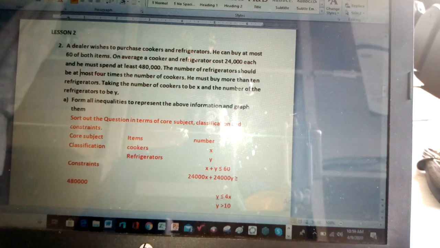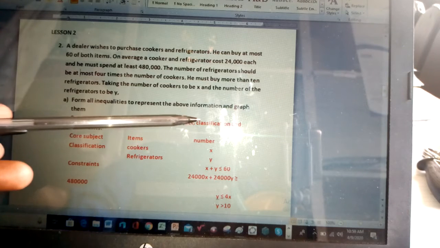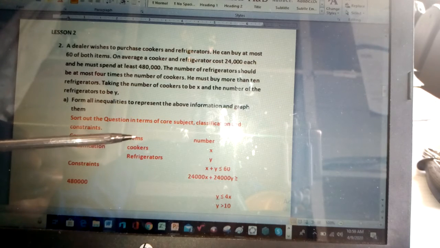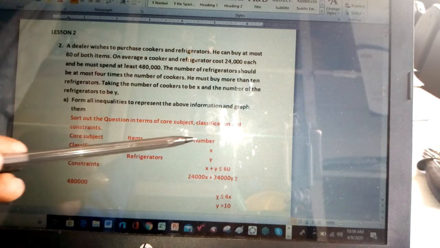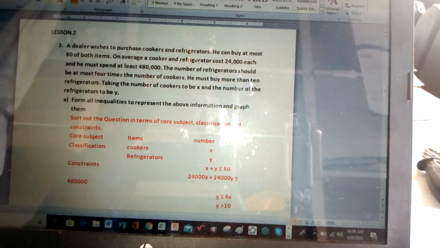So taking the number of cookers to be X and refrigerators to be Y, let us sort out the question in terms of core subject, classification, and constraint. First, we see the core subject is purchasing. We are going to purchase. Okay? The core subject is purchase. What are we purchasing? Some items. And we have to know the number of those items we are purchasing. Core subject is to purchase.